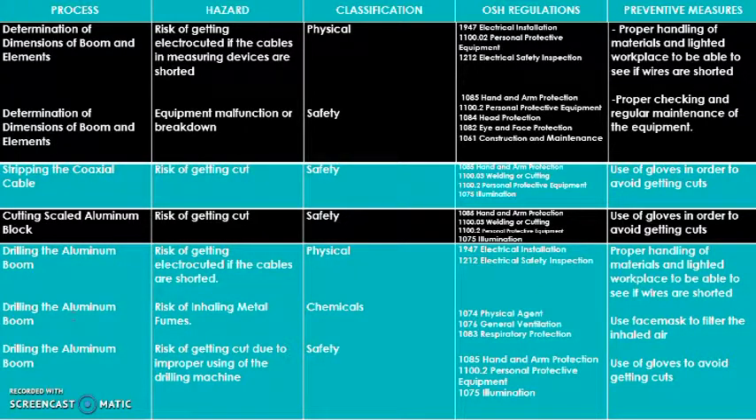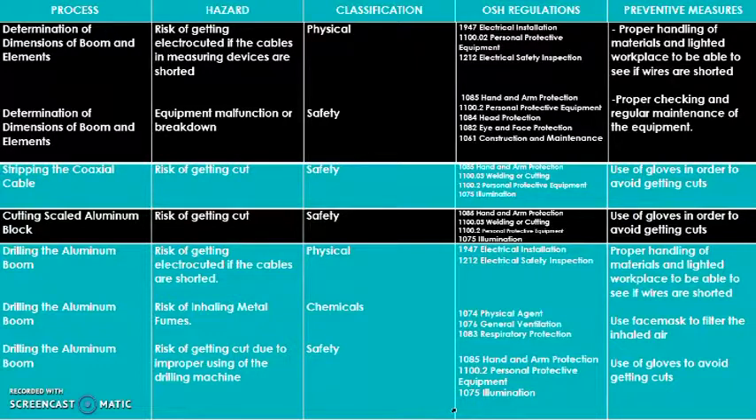For the fourth process, drilling of aluminum boom, there are three hazards: risk of getting electrocuted if the cables are shorted, risk of inhaling metal fumes, and risk of getting cut due to improper use of the drilling machine. For the physical hazard, it has the same OSH regulation as the first process. The preventive measure is proper handling of material and a lighted workplace to be able to see if the wires are shorted.